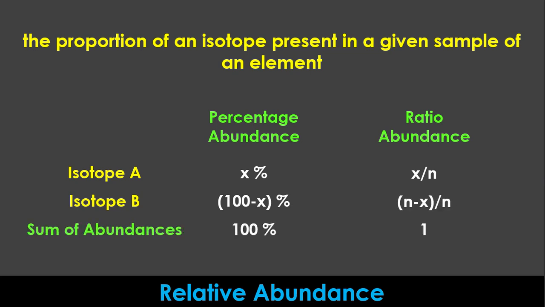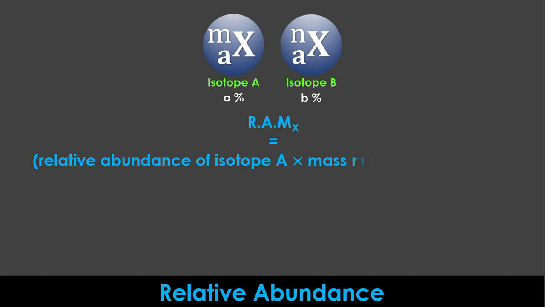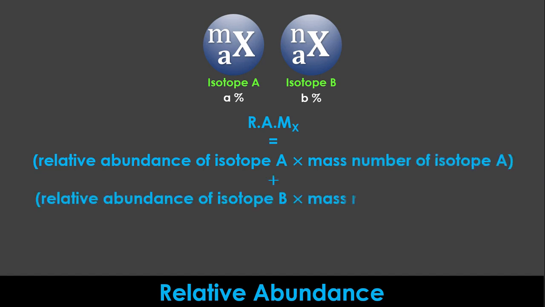So let's consider an element X that has two isotopes, isotope A and isotope B, with relative abundances of A% and B% respectively, and mass numbers M and N respectively. Then its relative atomic mass can be calculated thus: RAM of X will be equal to the sum of the products of the relative abundances and the atomic masses or mass numbers of isotopes A and B, as shown on the screen.